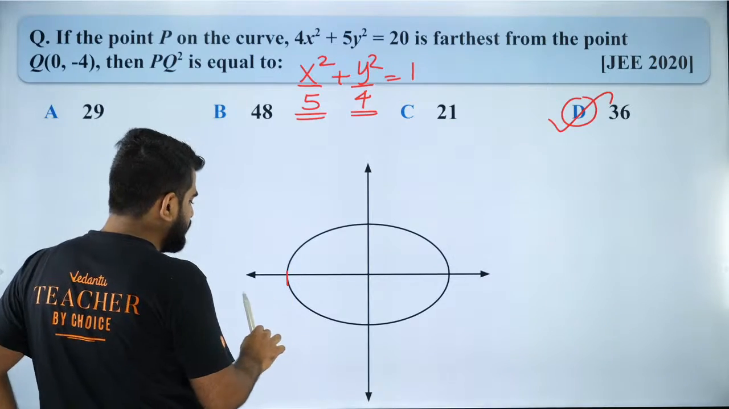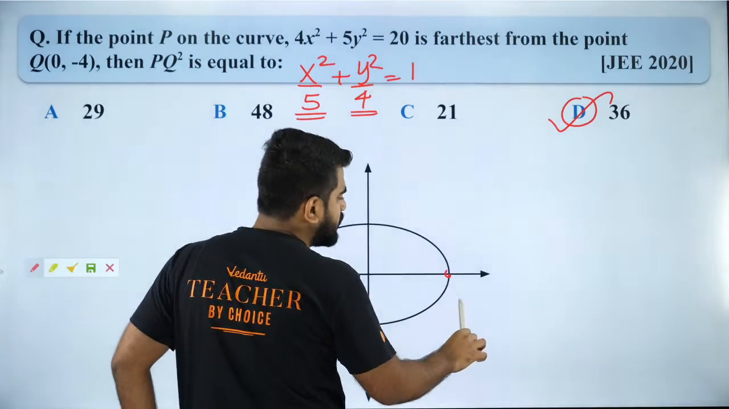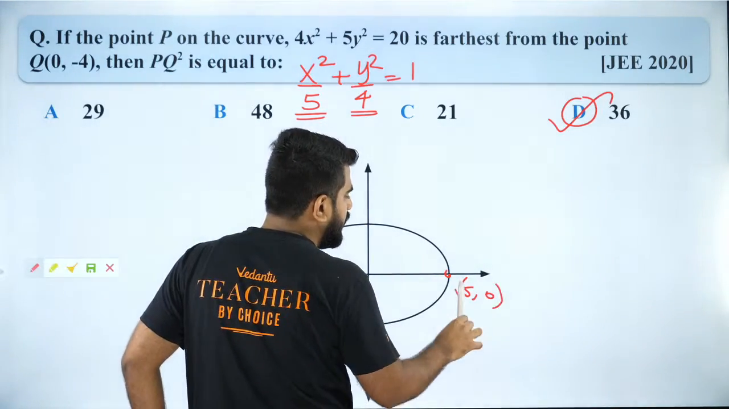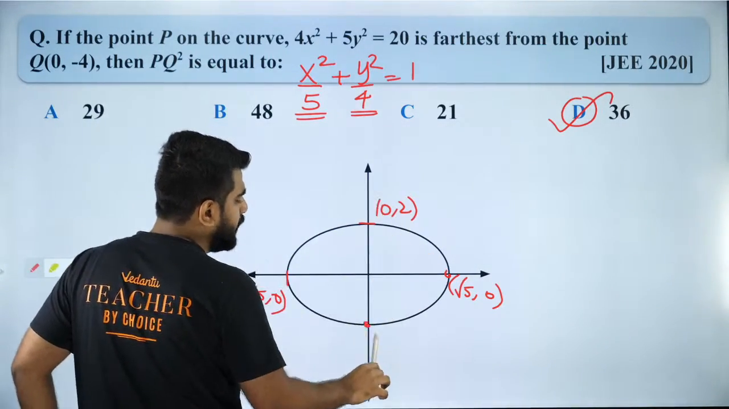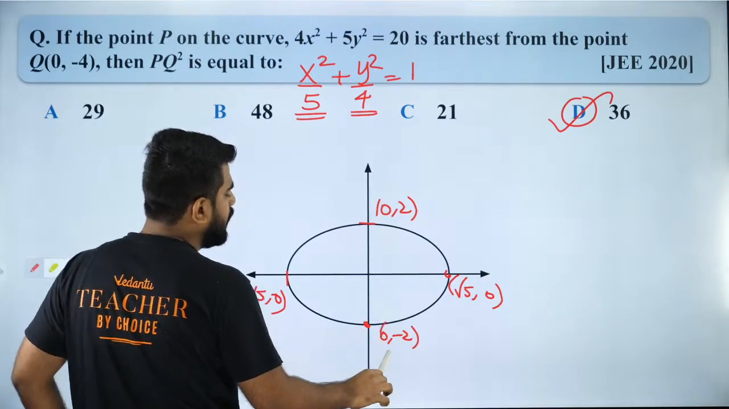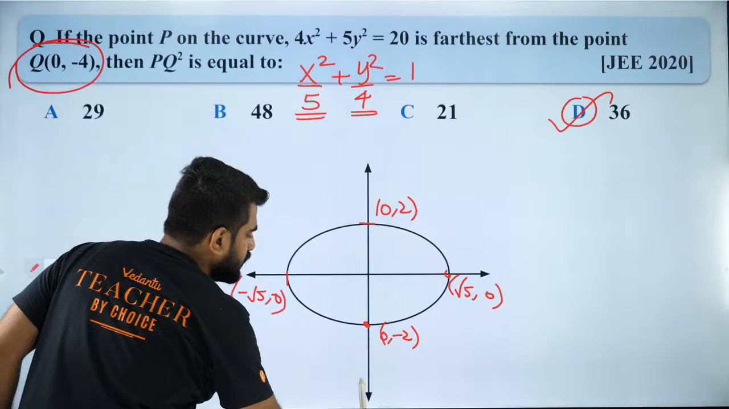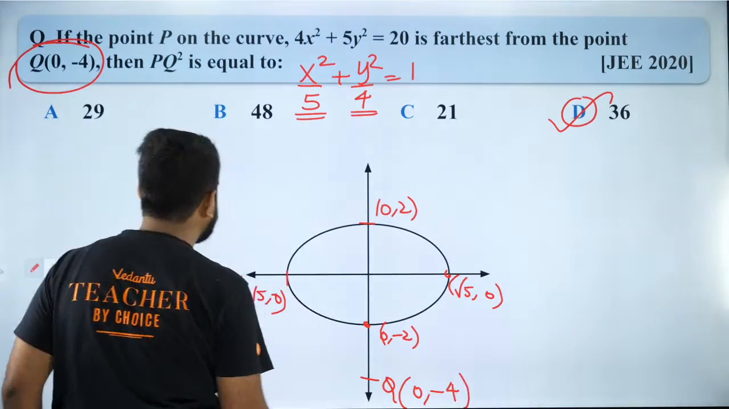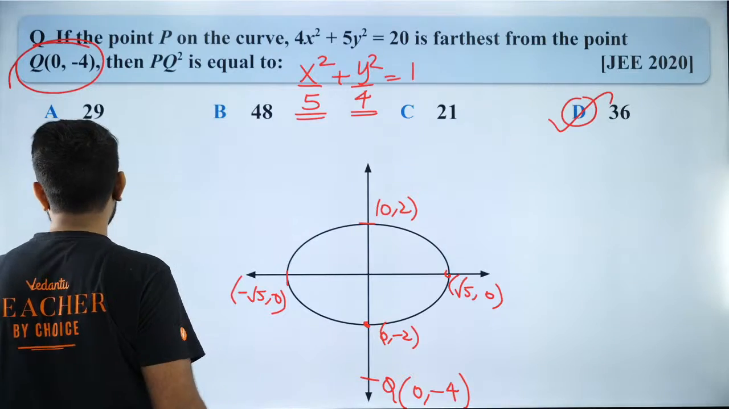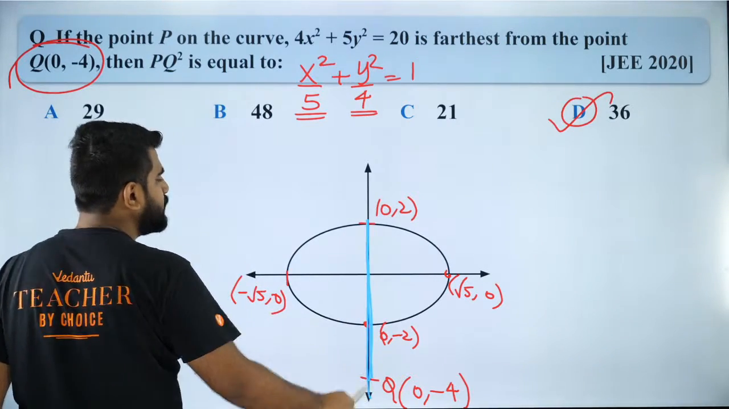Now, what are the points? This is minus root 5 comma 0, and this will be plus root 5 comma 0, and this will be 0 comma 2, and this will be 0 comma minus 2. Now, where is this point Q? This point Q is over here, 0 comma minus 4. So what is the farthest point? The farthest point is this distance.